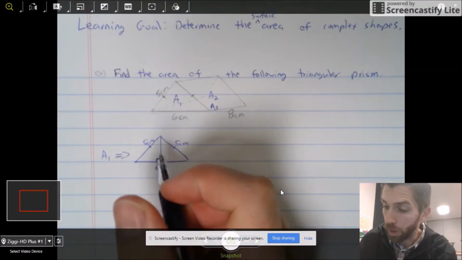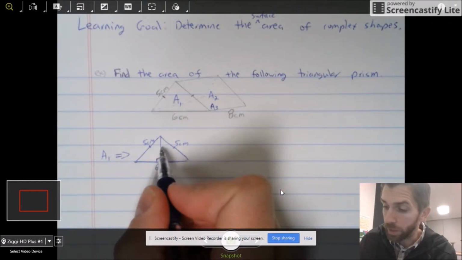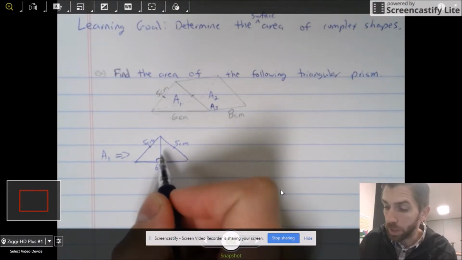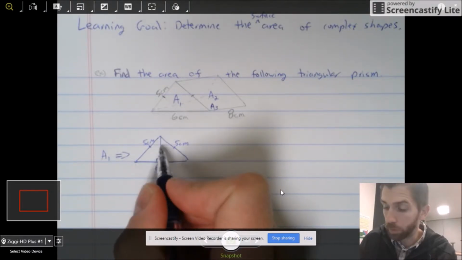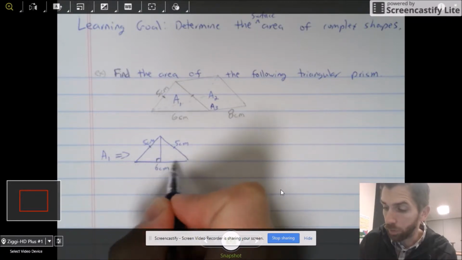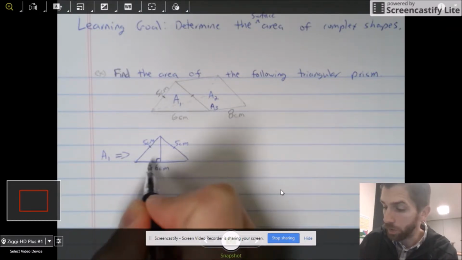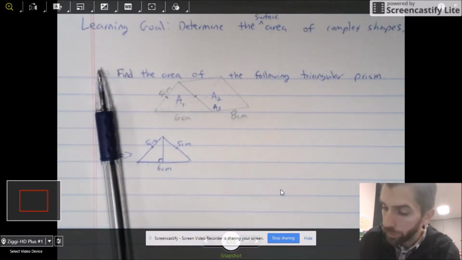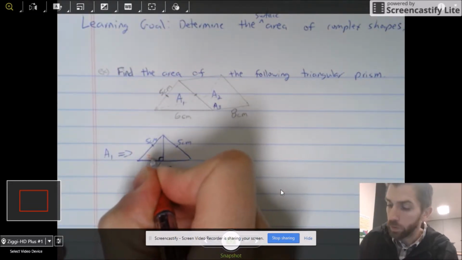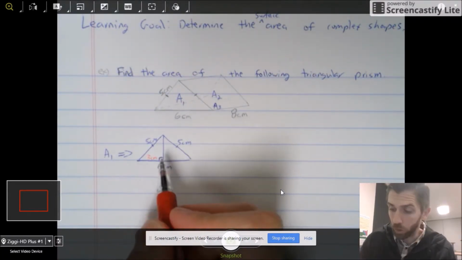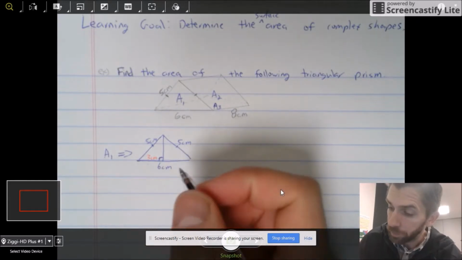So let's determine now what my height is. If you recall, in order to find my height, I can use Pythagorean's theorem. I know two of the sides. If this entire length here is 6, I know half of it is going to be 3. I'm just going to use a different color here. So I know two of the sides of this triangle, and I'm missing a third, so I'm going to use Pythagorean's theorem.